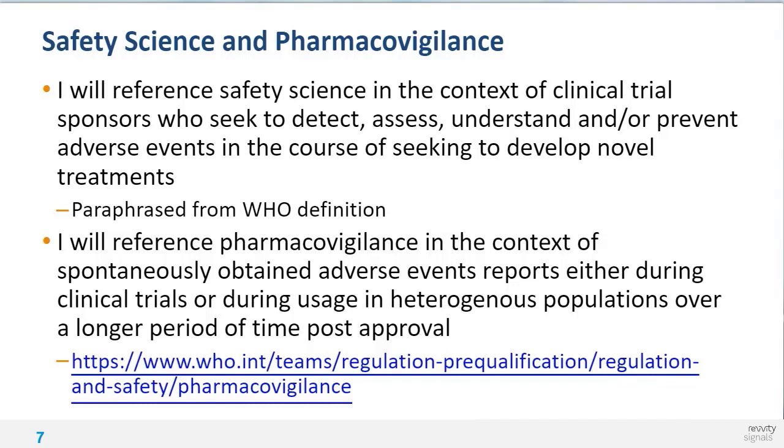In contrast, pharmacovigilance, in the way I'm choosing to define it here, is looking at spontaneously reported adverse events that can occur either during clinical trials or during usage in heterogeneous populations over a longer period of time post-approval. This data is much larger, and Joy will follow me with a demo of some of our experience looking at this.